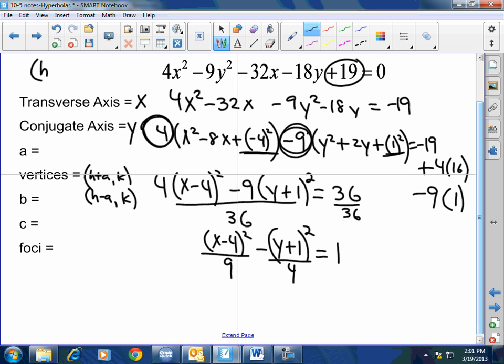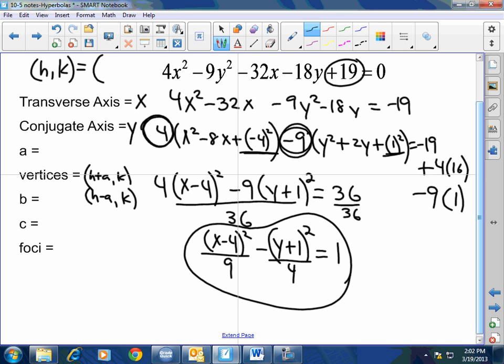So my HK here in this case are 4 and negative 1. Very good. What is my A value here? My A value is 3, right? Plus or minus 3. So my vertices, it's going to be H, which is 4, plus 3. So that's 7, comma, negative 1, the K. And H minus A, so that's going to be 1, comma, negative 1. Those are my vertices. My B is plus or minus 2.